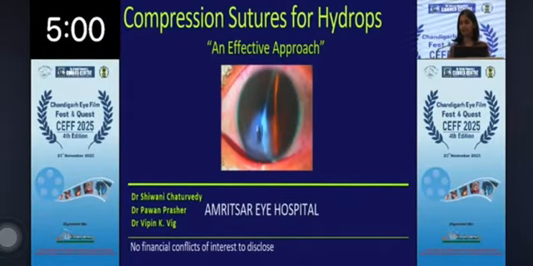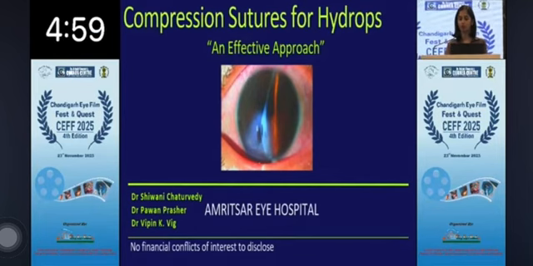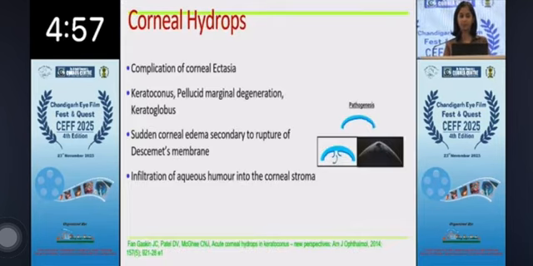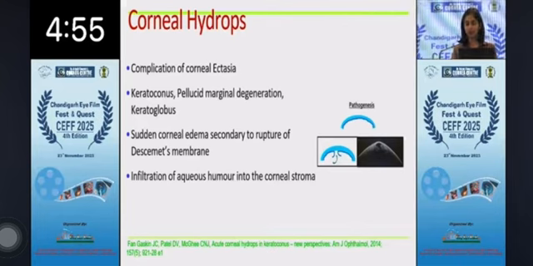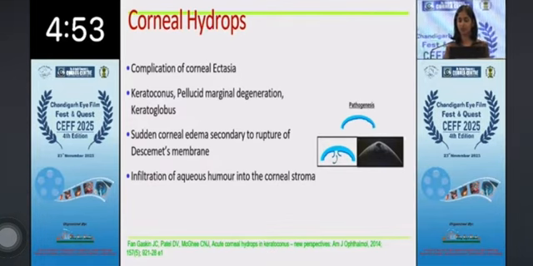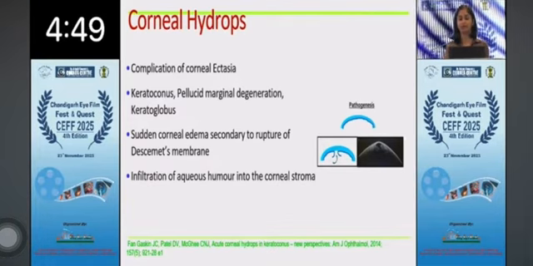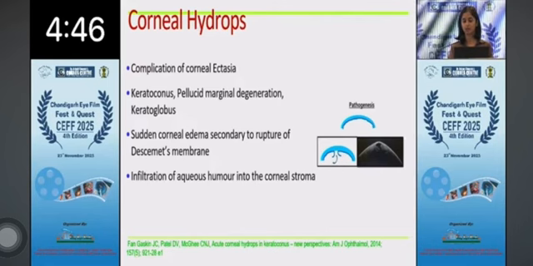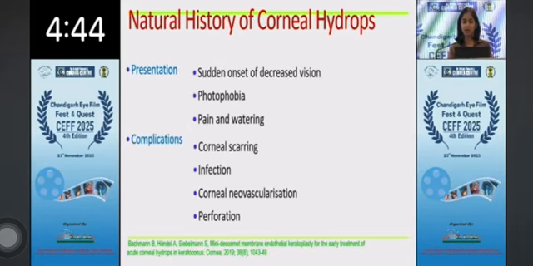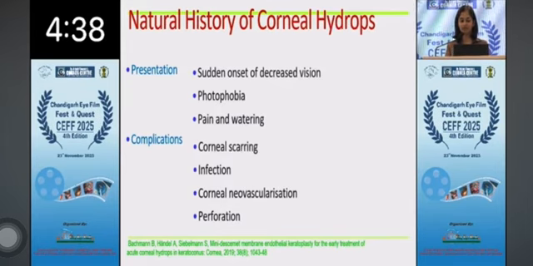I'm here to present insights on compression suture for management of acute hydrops. Starting with corneal hydrops, it is a known complication of corneal ectasia. It is sudden corneal edema secondary to rupture of Descemet's membrane, with infiltration of aqueous humor into the corneal stroma. The primary complication is visually significant corneal scarring. Other complications include infection, corneal neovascularization, and perforation.